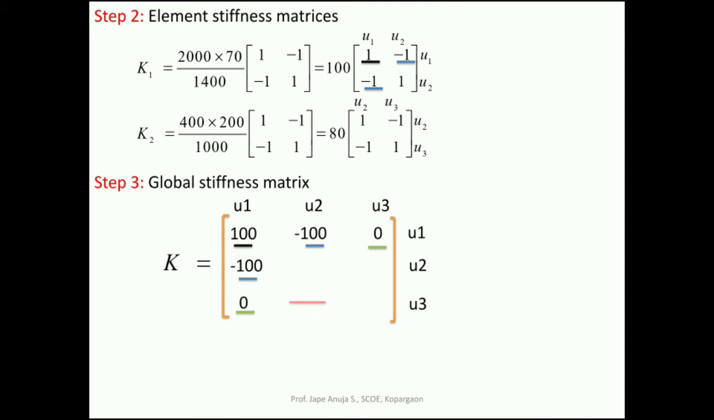Now the next middle one, the combination u2 u2, element in u2 column u2 row. So find from step number 2 the u2 u2 combination. Here it appears, the red line shows it in K1 and K2. So here 100 into 1, and from K2, 80 into 1. Both are positive, so add algebraically: 100 plus 80, that is 180.